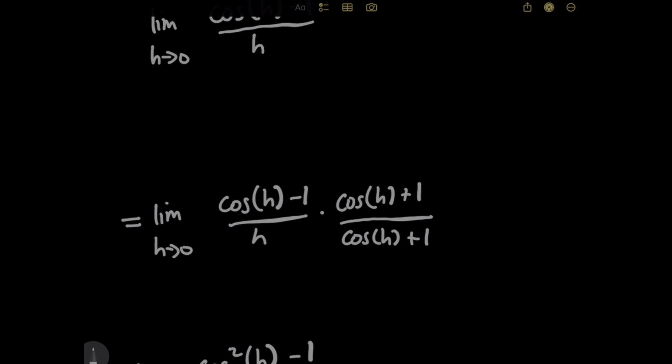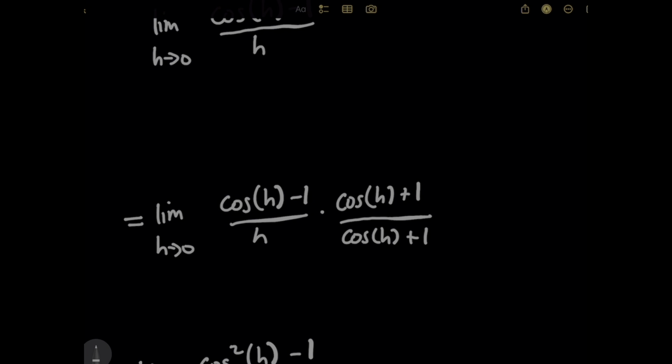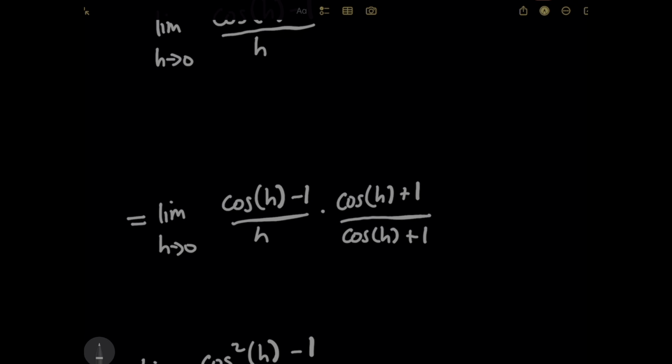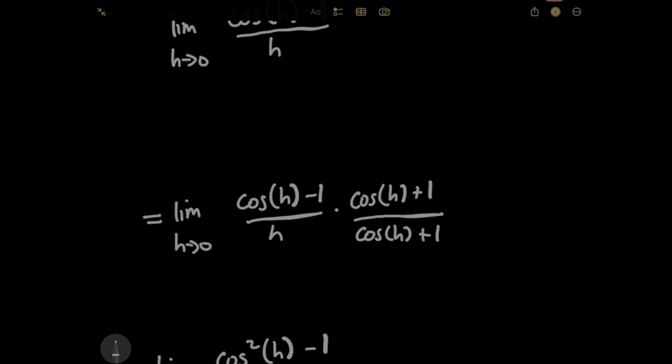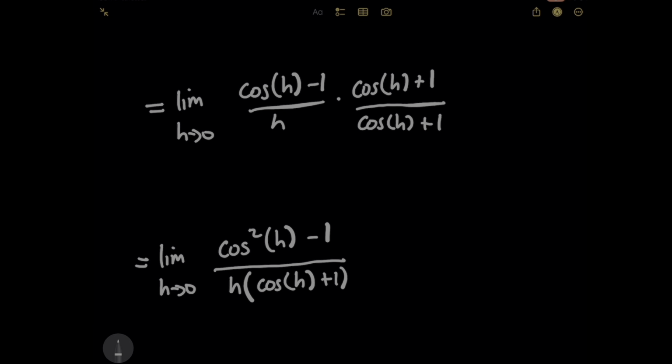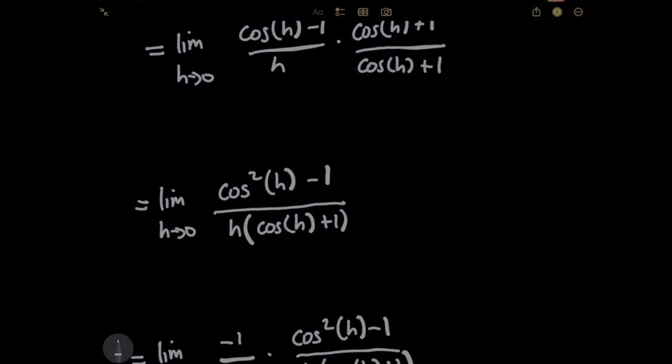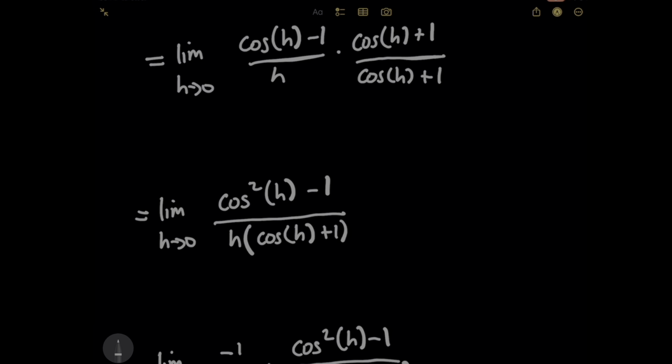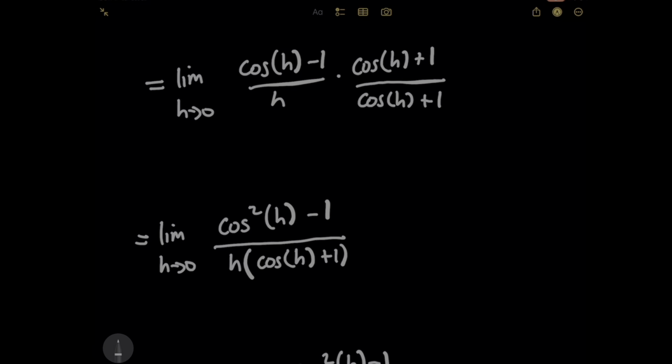Our goal here is to transform this problem in such a way that we can use the famous trig identity that sine squared of x plus cosine squared of x equals 1, to see if we can rewrite this in terms of sine. The idea is then we could hopefully use the squeeze limit theorem. So moving ahead, when you multiply cosine of h minus 1 times cosine of h plus 1, that's an easy FOIL method to give us cosine squared of h minus 1. And for the denominator, we've introduced this cosine of h plus 1.